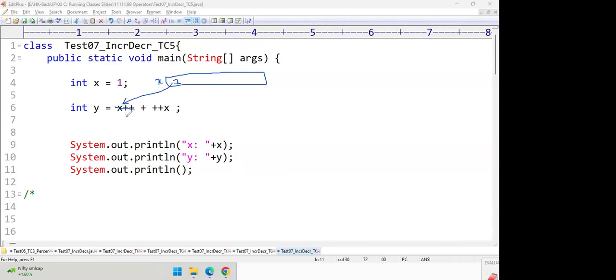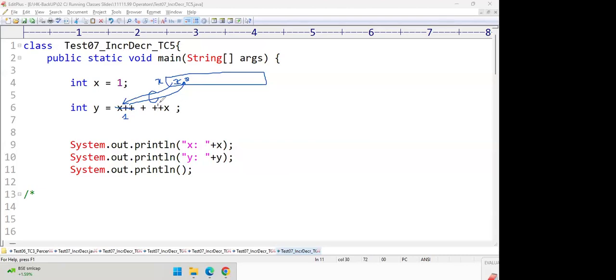x plus plus, replace with 1. Okay, then increment. First read, then increment. Okay, next, plus plus x means what value you have to use, the original value or the previous increased value?